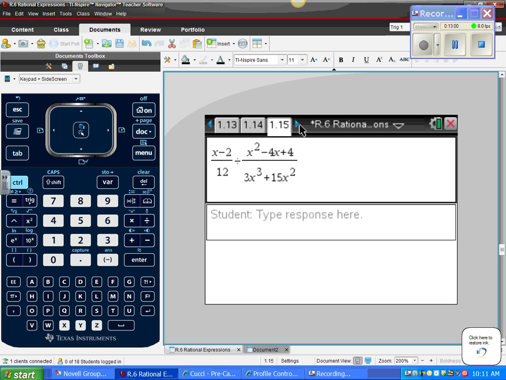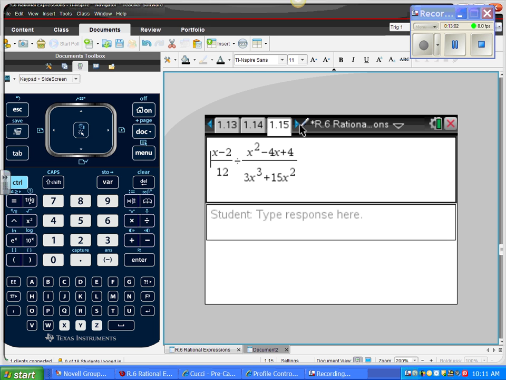Let's try division. Now remember, division is simply multiplication. We just have to do one step before. All right, we keep, change, flip. Okay, so now that we've done our keep, change, flip, that's always first with division.